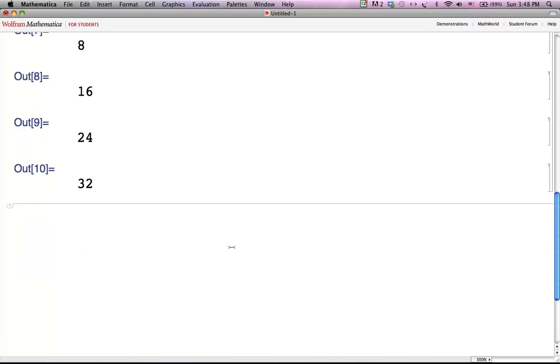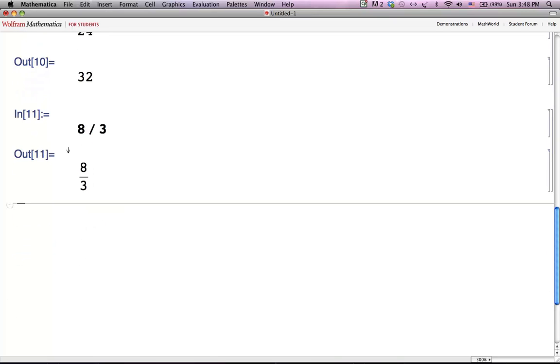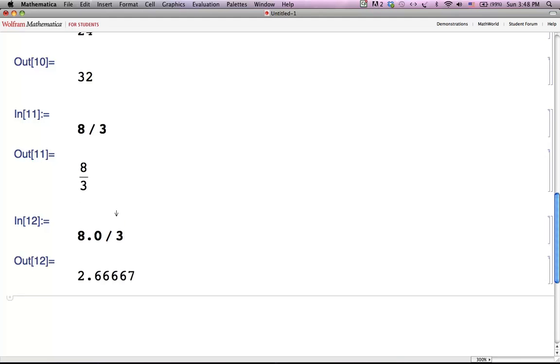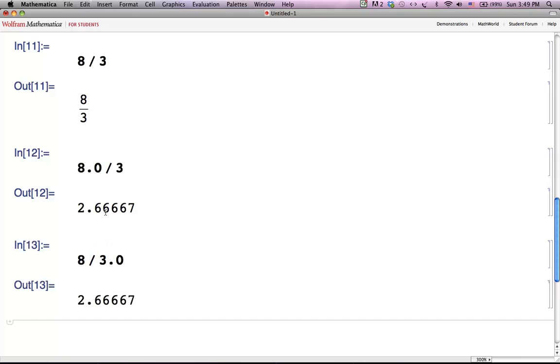So let's go back to division. For instance, let's say we wanted to know what 8 divided by 3 was. Shift Enter, and Mathematica's output is just the fraction 8 divided by 3. But if we want the decimal, there are a couple of different ways we can do this in Mathematica. The first way is to do 8.0 divided by 3, and that gives us the numerical value. You just have to put in a decimal in one of these two numbers. You could have also done 8 divided by 3.0 as well.